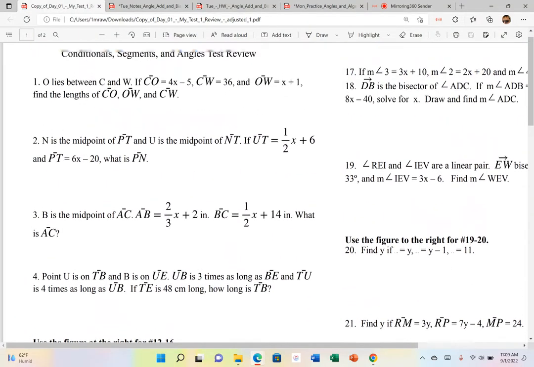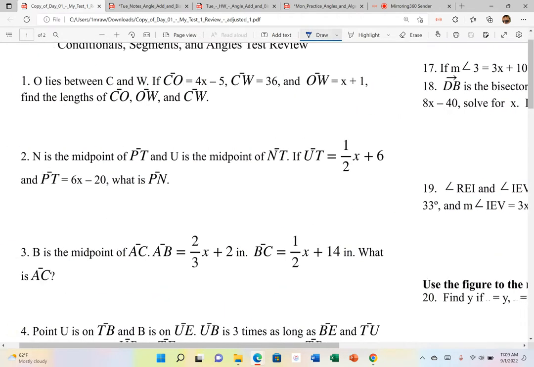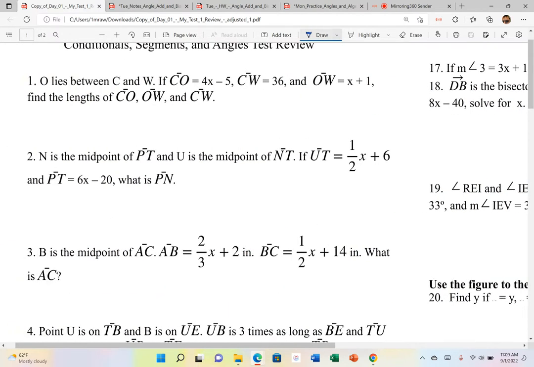All right, so we're working on the review here. We're going to start off with number 1. Okay. So number 1 says that O lies between C and W. So I'm just going to draw it. Remember that the drawing is just a visualization, right? It's not for accuracy. Okay.